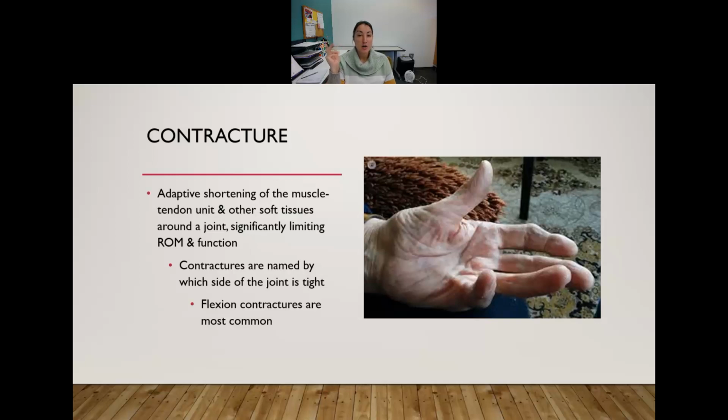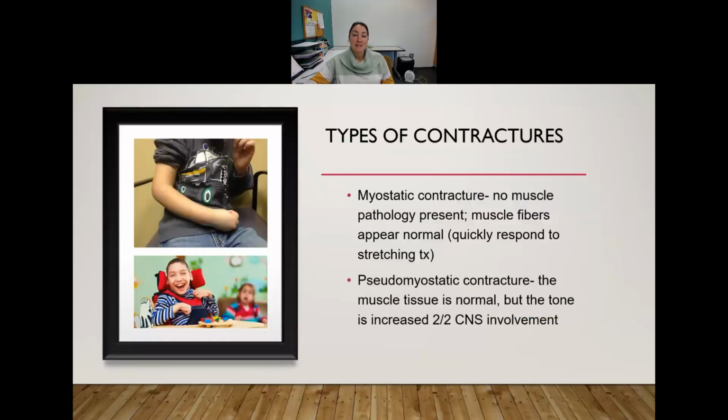Most of the time we get into contractures towards flexion because we are sitting and staying in a flexed position. And so most contractures go towards flexion: hip flexion, knee flexion, elbow flexion, all of those things. Types of contractures. We have several slides that we'll go through with different types of contractures.